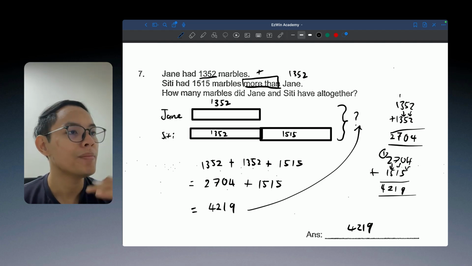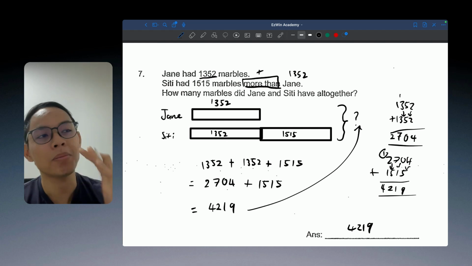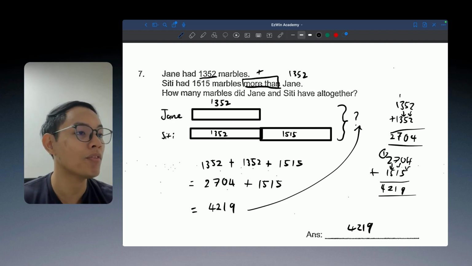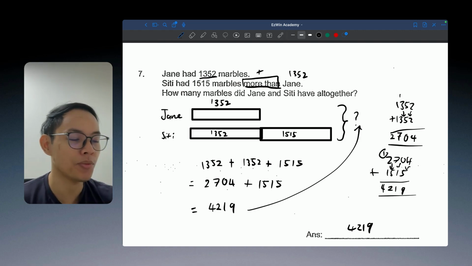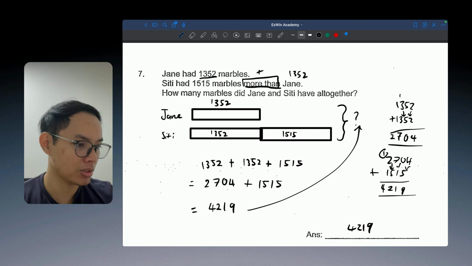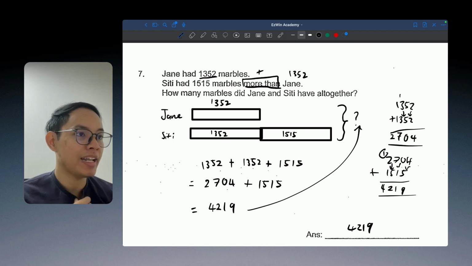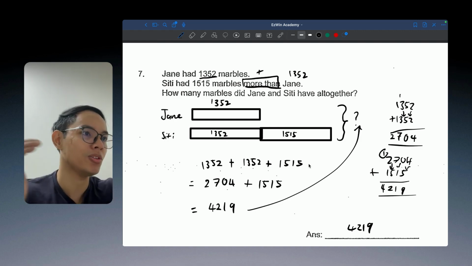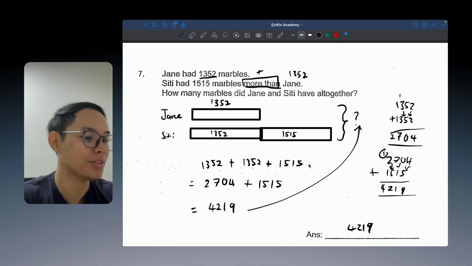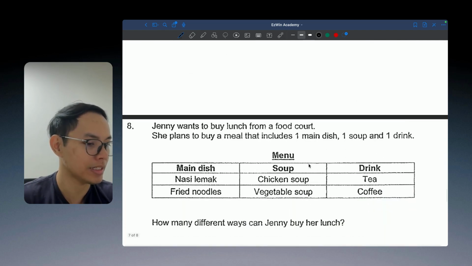Okay, so make sure you understand the question. When you see "more than", like I said before, put a plus sign. So City had 151 plus Jane. So Jane is like 1352. If you were to do the bar model over here, this is how it looks like. You just add them together. Then you can add step by step as well. Don't need to add all three together, just step by step is easier for you as well. Okay, great. So the answer is 4219.